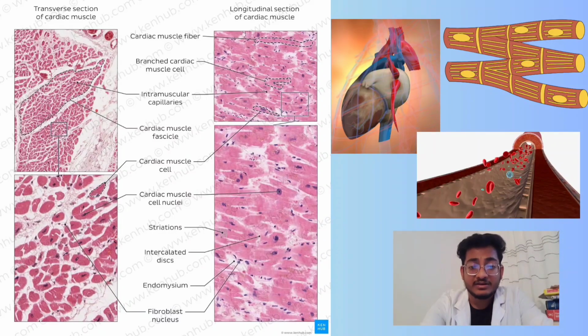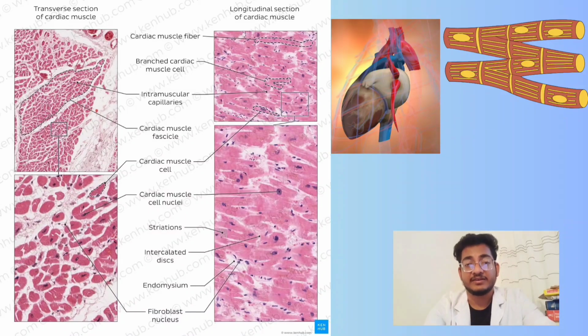You can see on the diagram being shown on the screen the transverse section of cardiac muscle and the longitudinal section of cardiac muscle. We can see on this diagram cardiac muscle fiber, branched cardiac muscle cells, intramuscular capillaries, cardiac muscle fascicles, cardiac muscle cells, cardiac muscle cell nuclei, striations, intercalated disc, endomysium, and the last is fibroblast nucleus.